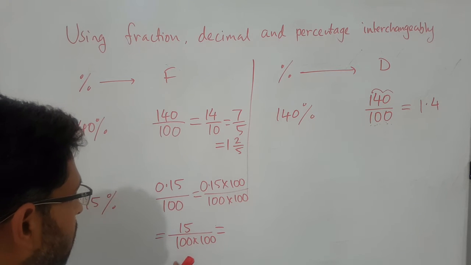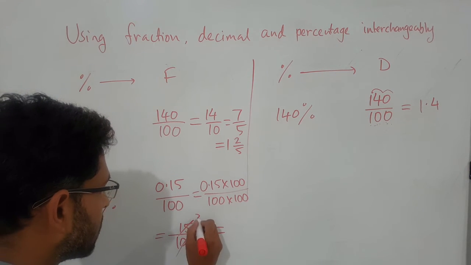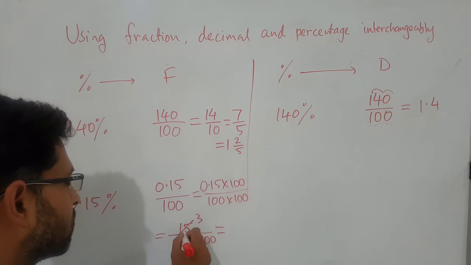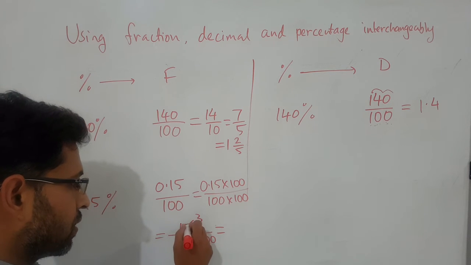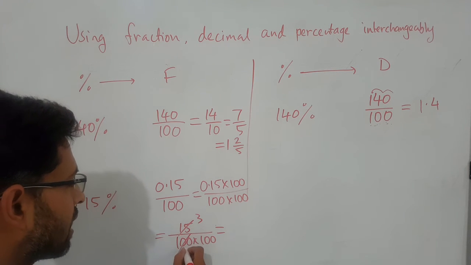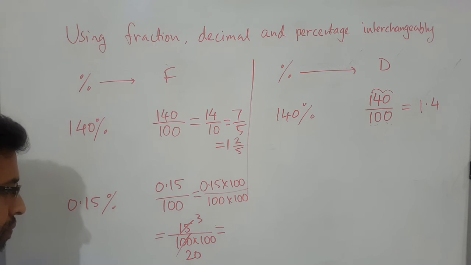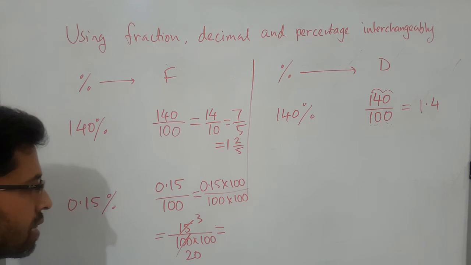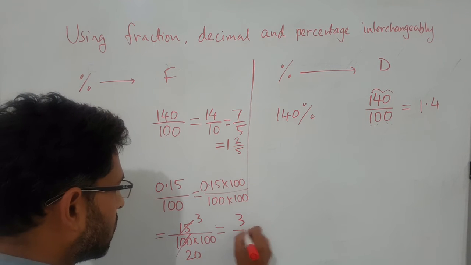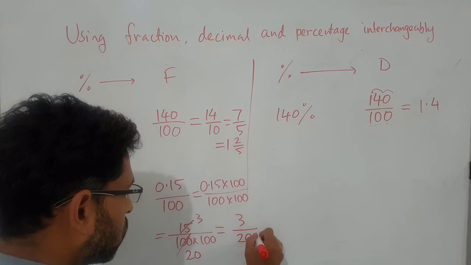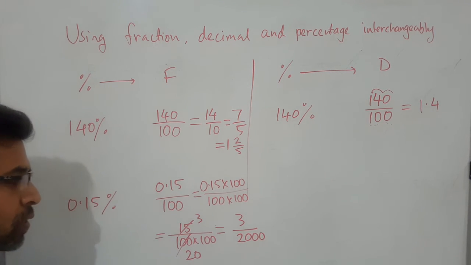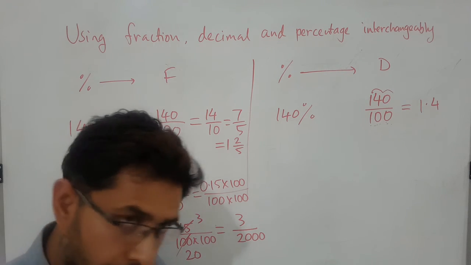So if you now simplify it, 5 can go in 3 times. 3 times 5 is 15. So 15 you can divide by 5, and 100 you can divide by 5. 5 times 20 is 100. And then you can see it is 3 over 2000. So 3 over 2000 is the fractional form.